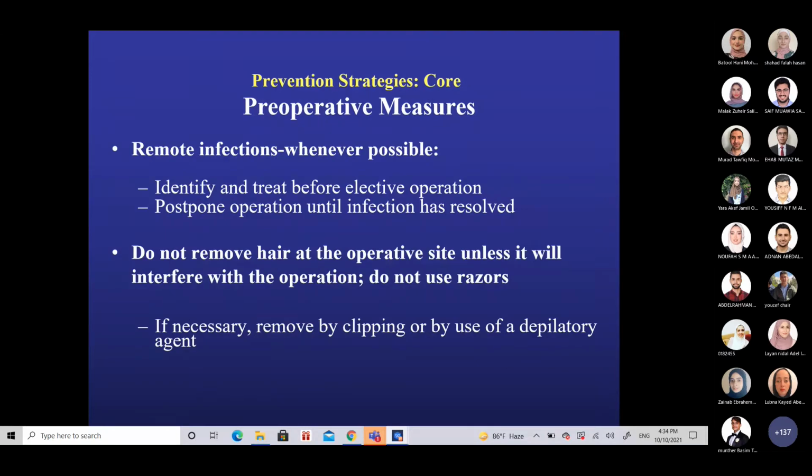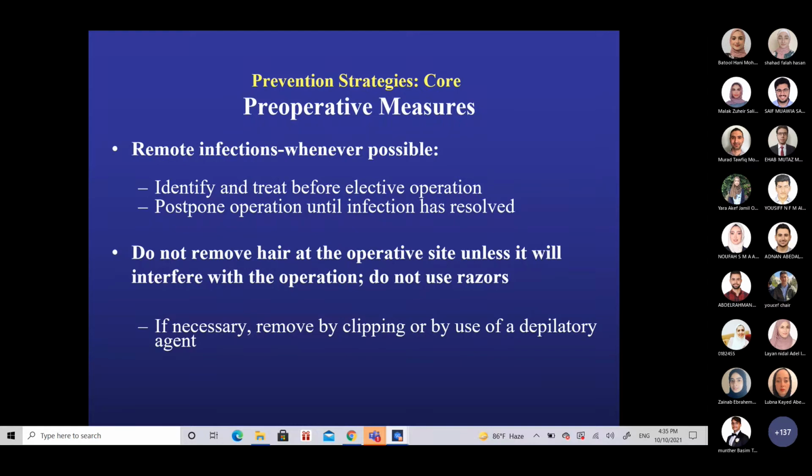In addition to prophylactic antibiotics, remote infections should be treated whenever possible. For example, if the patient is going to have a valve replacement, like a mitral valve replacement, and he has a urinary tract infection, it's better to treat it first. Or if he has pneumonia or bronchitis, whatever. So in addition to the improved outcome after optimizing the patient, treating infection will decrease the risk of surgical site infection.